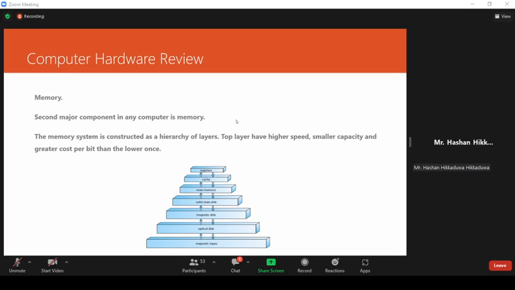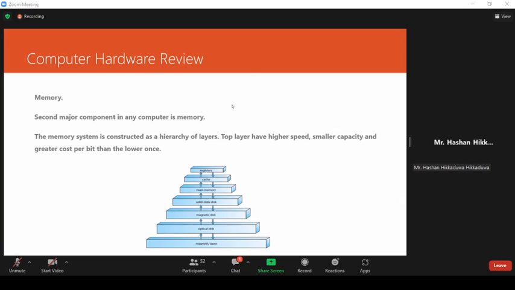The top layer has higher speed. You take these top layer registers, they have higher speed, but smaller capacity and greater cost per bit than the lower ones, right? If you take this register, it has higher speed and smaller capacity than main memory. If you take the main memory, it has higher speed and smaller capacity than the optical disk. Likewise, when you are going to the top, you have higher speed, smaller capacity, and greater cost.